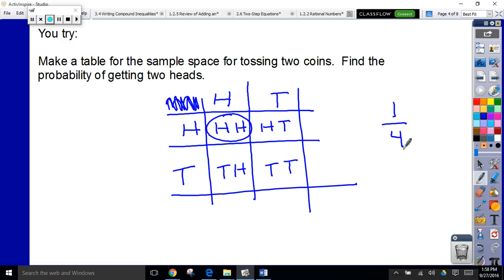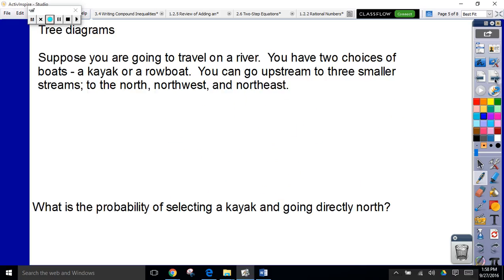Next thing is similar. Sometimes it works better to make what's called a tree diagram. Suppose you were going to travel on a river. You have 2 choices of boats, a kayak or a rowboat. You can go upstream to 3 smaller streams, to the north, northwest, and northeast. Now you could do a table for this, but I'm going to show you a tree diagram way to do this also.